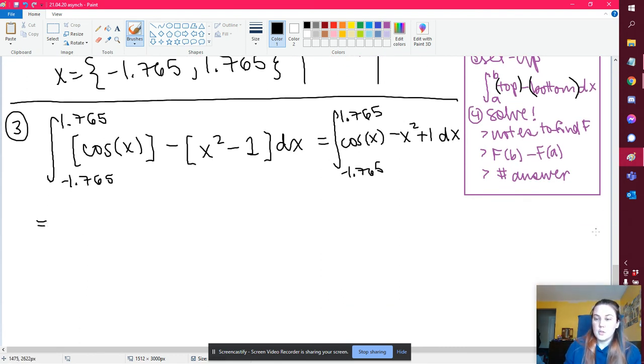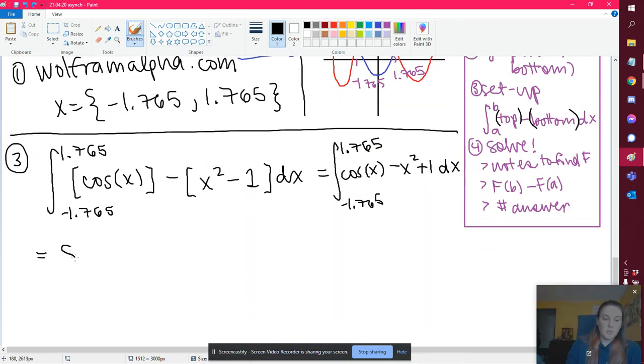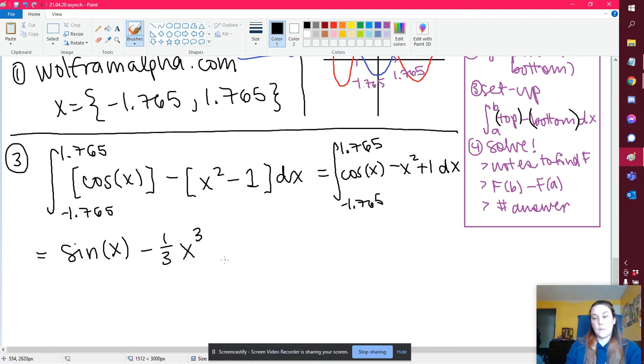Okay, we integrate cosine. When we find the integral of cosine in our notes, we get sine. Amazing. So down here we just write sine of x. The integral of negative x squared, or x to the 2nd, is 1/3 x to the 3rd. We use the power rule, the red function in the notes. And then plus 1 just becomes plus x because numbers are just the number times x once you integrate them. We keep track of our boundaries. Bingo bongo. And then we plug each of these boundaries into our function.